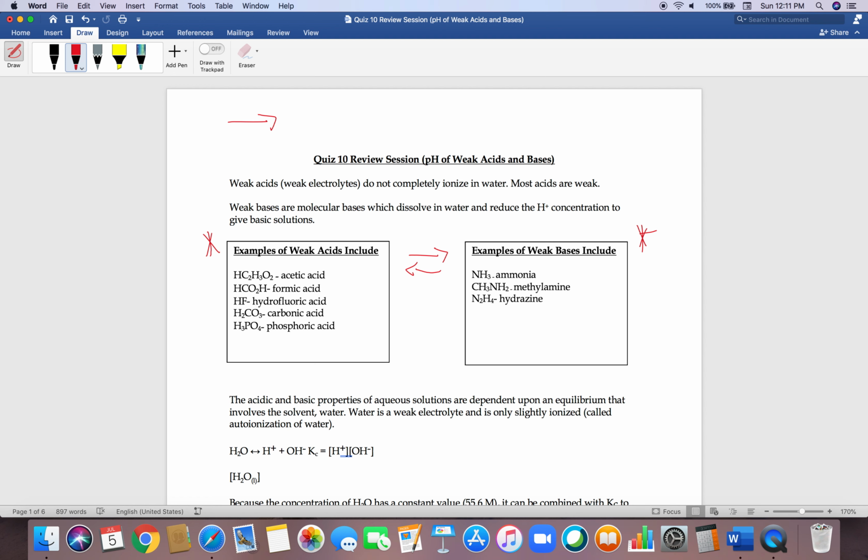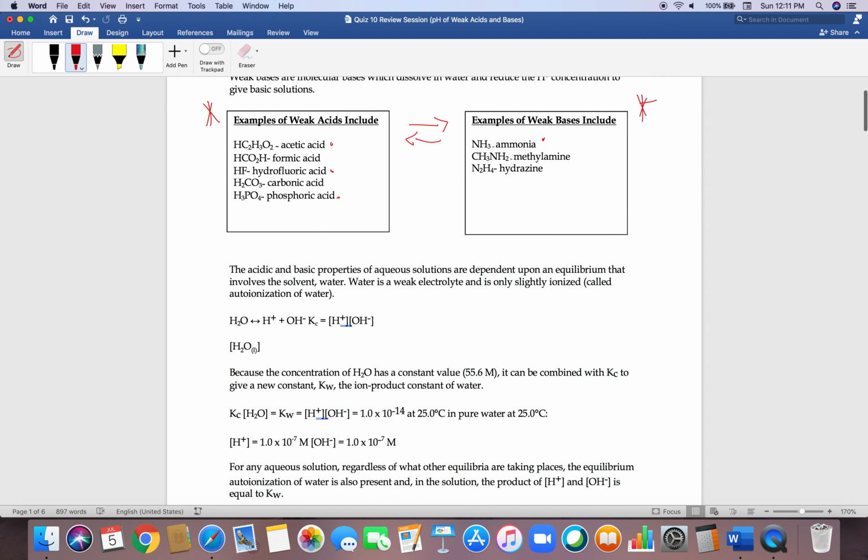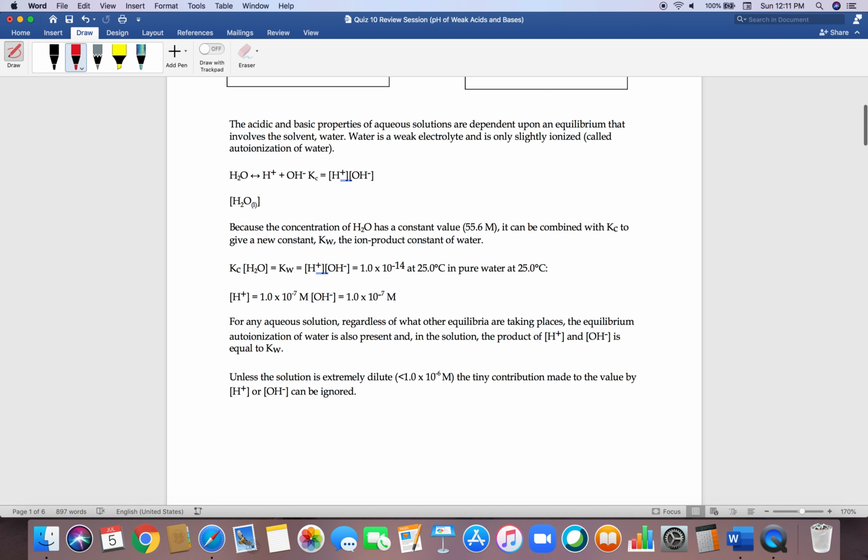I can tell you that the main weak acids you should probably know. You should know all of them, but the main ones are phosphoric acid, hydrofluoric acid, and acetic acid. And the most common weak base is ammonia. Although you'll see all of them, the ones that I put the red dot next to are the most common. And once again, you need to write that equilibrium symbol when writing the dissociation, but more on that in a little bit.